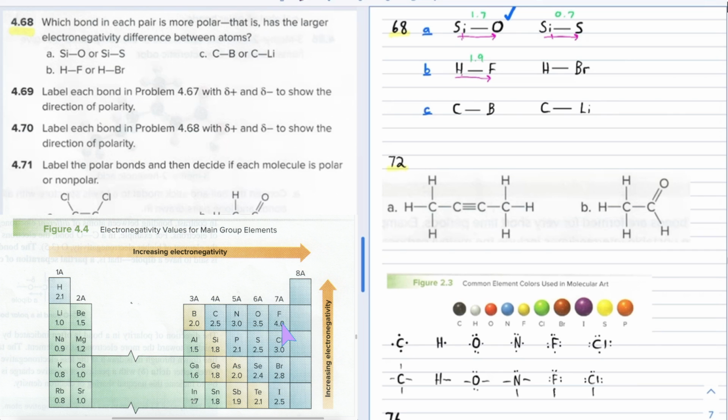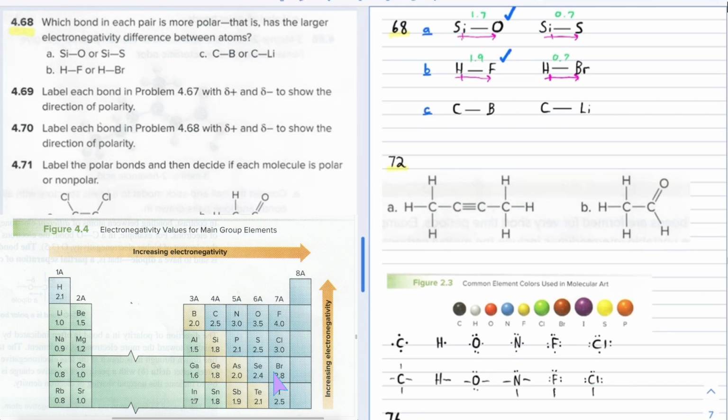And then HBr, 2.1 versus 2.8, that's a difference of 0.7. Okay, and the bromine is more electronegative, so the electrons are being pulled towards the bromine, but this bond is not as polar as the HF bond. So I'll put a check over here.